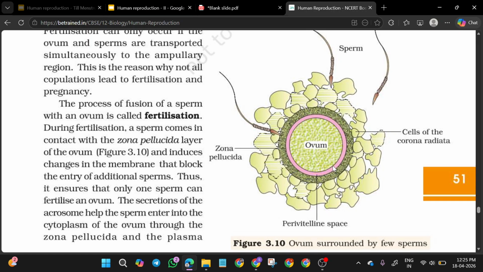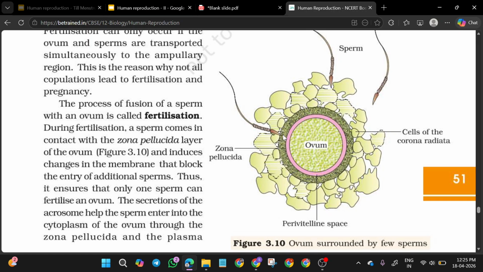The gap between the plasma membrane and the zona pellucida, this pink colored space in the middle, is called the perivitelline space. That is the gap between the plasma membrane of the secondary oocyte and the zona pellucida. Now, with which layer will the sperm first come in contact? It will come in contact with the zona pellucida only.